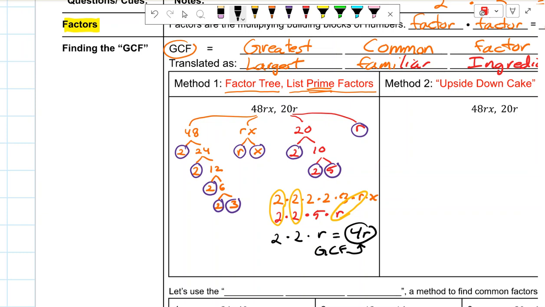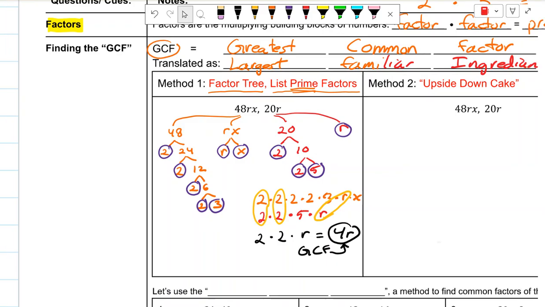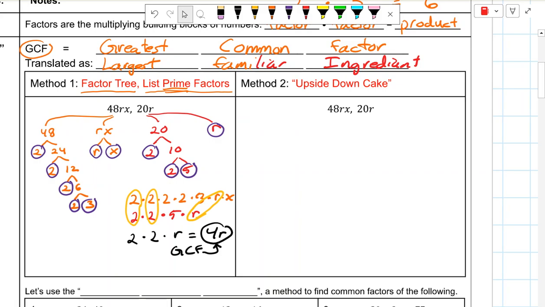Do you remember factor trees? Probably. All right. There's another method here. So let's go ahead and take a look at the other method.